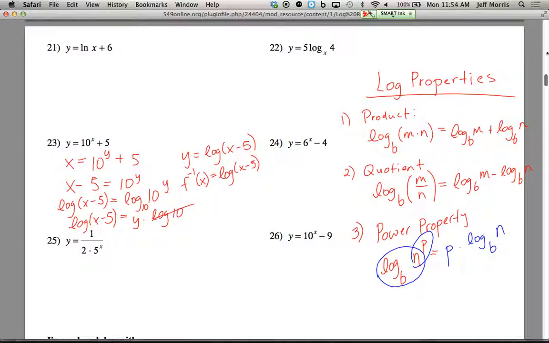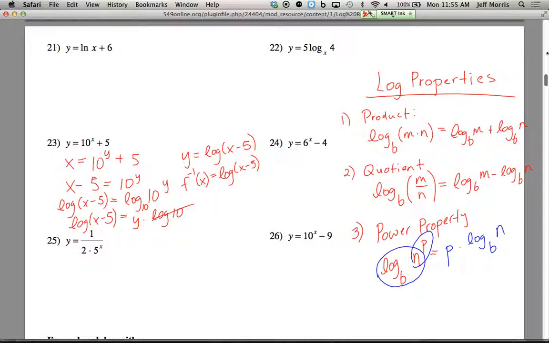Does that negative 1 mean flip it? Everybody look at me right now. Does that negative 1 on the f mean flip it? No. That negative 1 is only notation. What does this mean? Inverse of f. That's all. It's only notation.